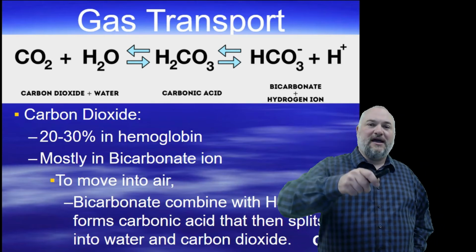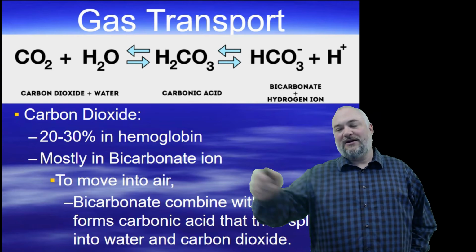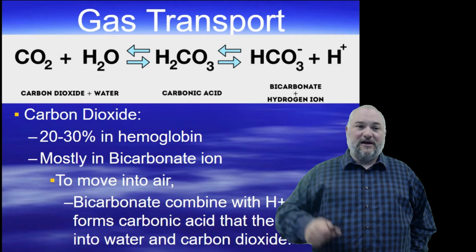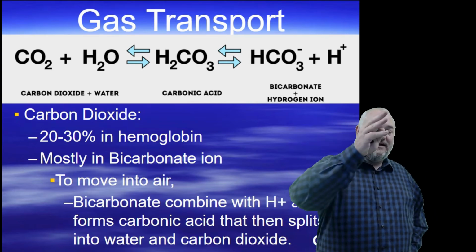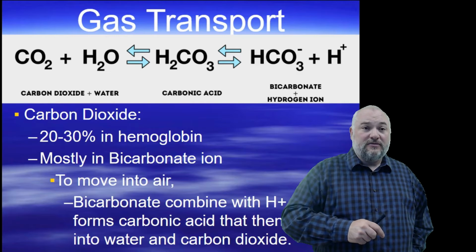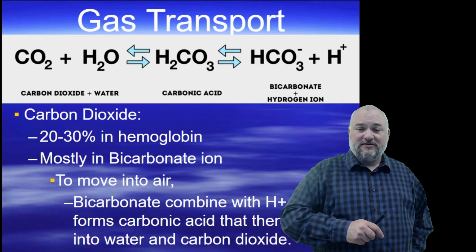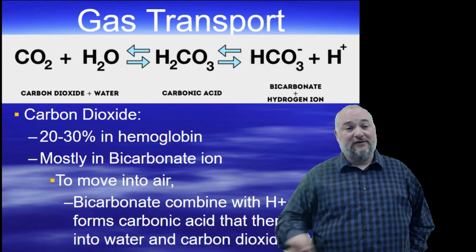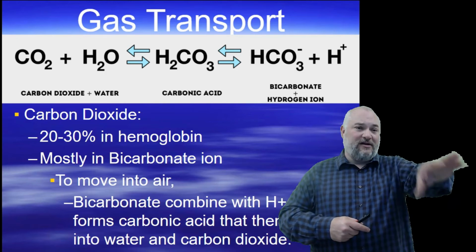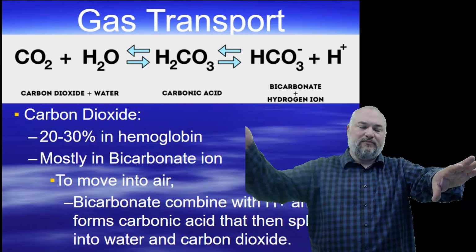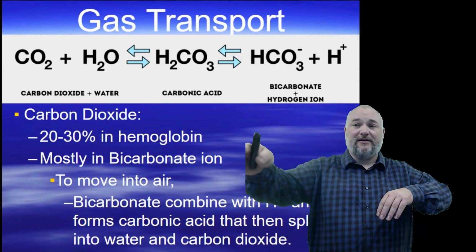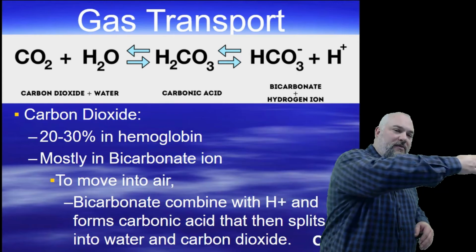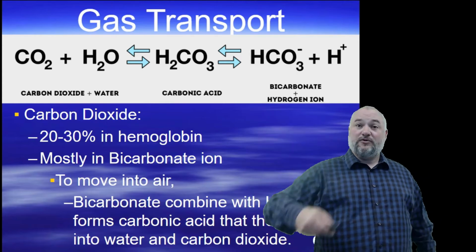If I've got too much carbon dioxide and water, it'll bind into carbonic acid and become bicarbonate and hydrogen. So we've got too much carbon dioxide in the tissues when it's being released from cellular respiration, so it goes into the bicarbonate. But when we get to the lungs and we're getting rid of carbon dioxide, we don't have enough carbon dioxide in there, so we've got too much bicarbonate there technically, and that's going to fall apart and become carbon dioxide, which we can breathe out.